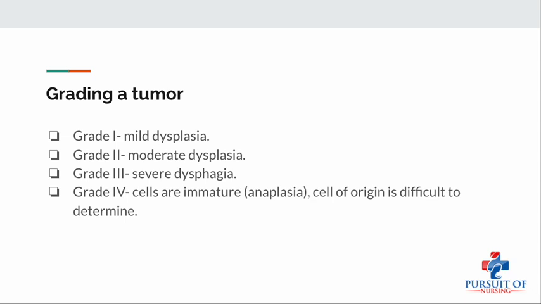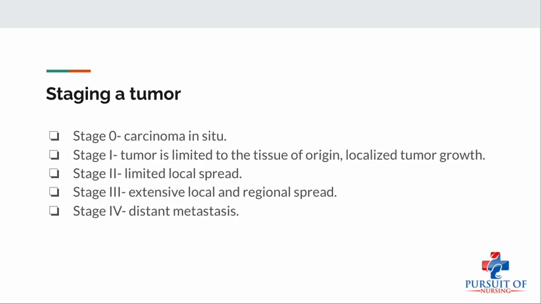So with anaplasia, there is a loss of specialized features of a cell. This is seen in malignancy. Now, with staging a tumor, you have stage 0 through stage 4. Stage 0 is known as carcinoma in situ. This is most commonly seen in the breast. It's when a group of abnormal cells are found in the area in which they are formed.